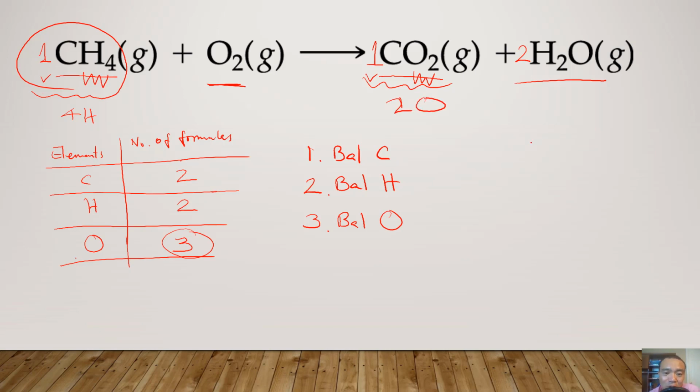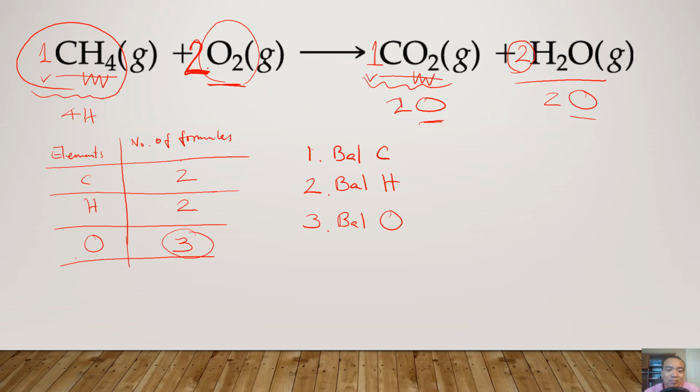Inside H2O, each H2O gives you 1 oxygen. However, you have 2 H2O, so for this reason, it's 2 oxygen. This is oxygen, not 0. So the total is 4 oxygens on the right side. On the left side, each O2 provides 2 oxygen atoms. You need to make it 4, so you need to put a 2 before this whole formula. So you have the reaction balanced.